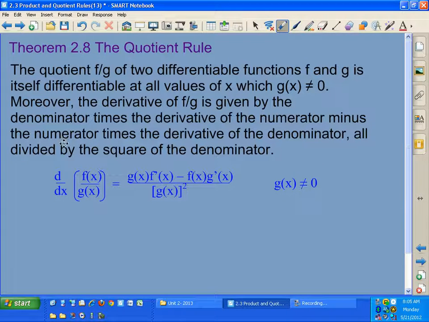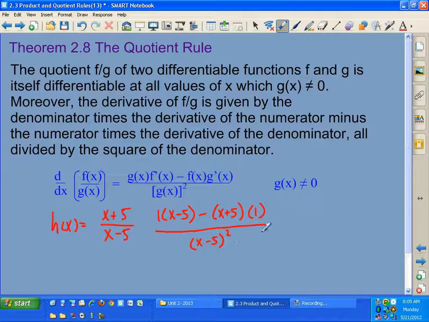The function that I'm going to choose is h of x equals x plus 5 over x minus 5. To take the derivative, I take the derivative of the top, which is just 1, times the bottom, minus, leave the top alone, and take the derivative of the bottom, which is just 1, all over the bottom squared. Then simplify the top as best we can. This is h prime of x.